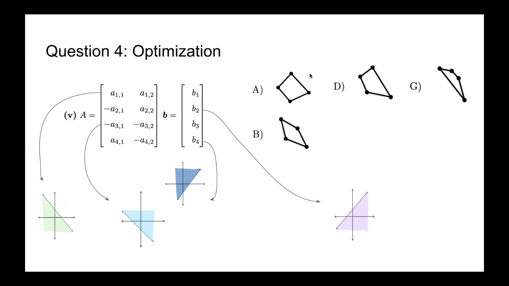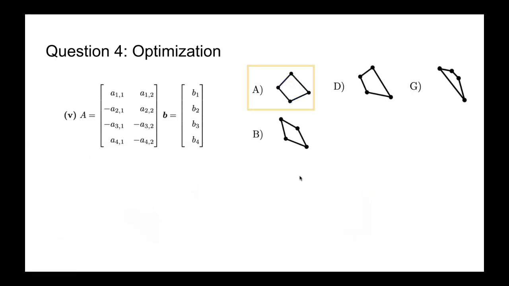And taking a look at each of these regions, we see that region A kind of fits that criteria where each of the lines that are part of this particular region have a matching corresponding constraint, which is represented by one of these graphs here. So then A would be our correct region.